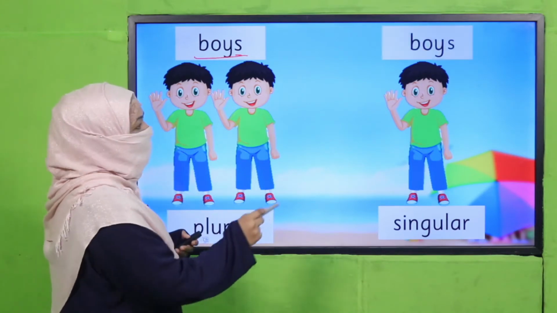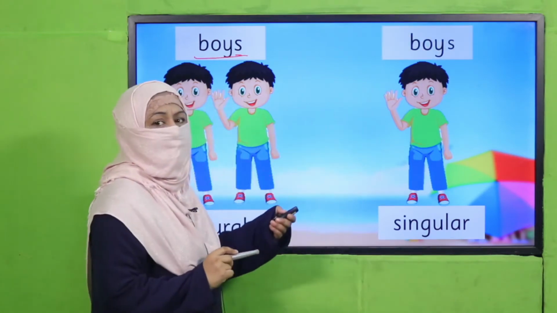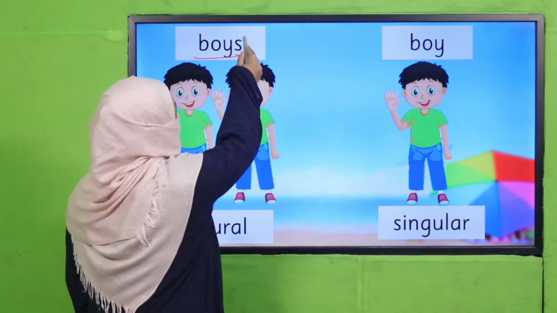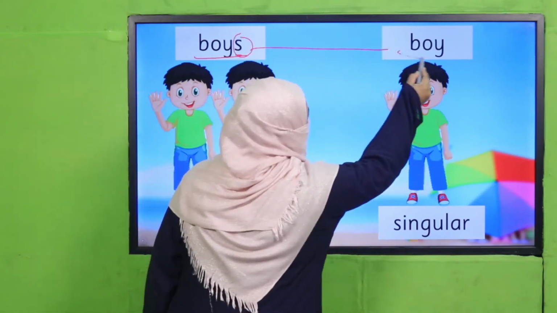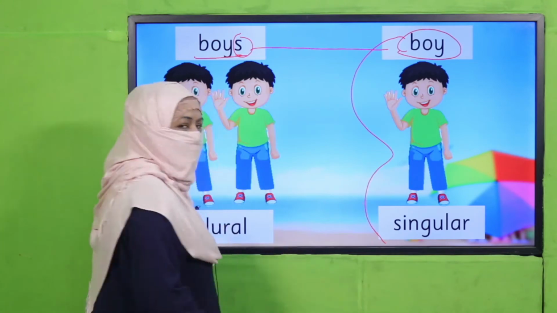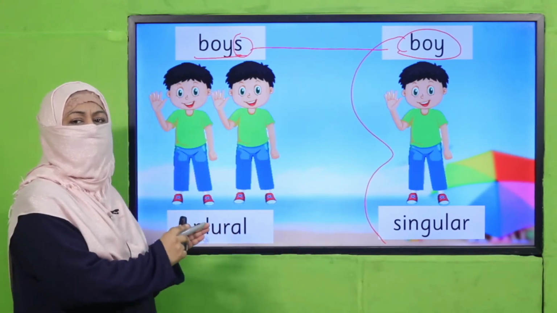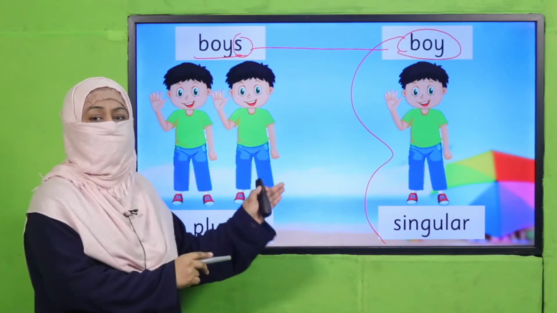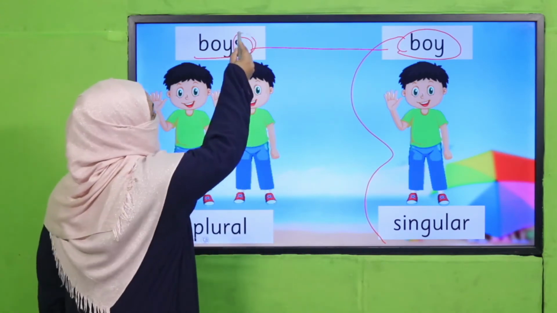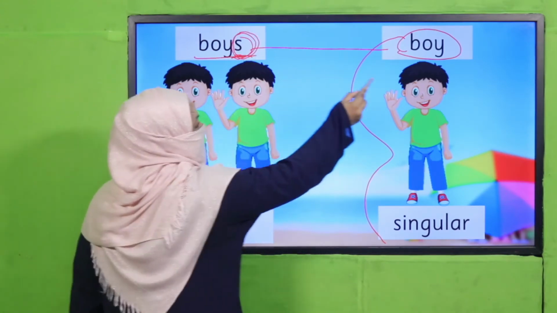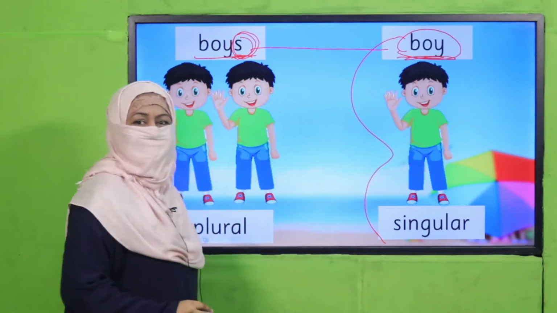Now in this boys, because s is already there, we'll remove it. If we remove this s, it becomes singular, boy, one. Do you understand? This is the way we make singular to plural, likewise we can make plural to singular. If we add s, it becomes plural. If we remove this s, it becomes singular, right?